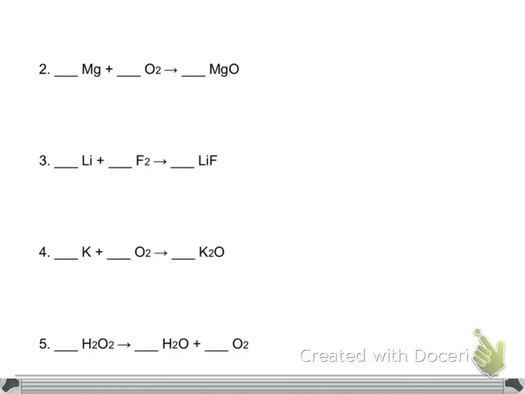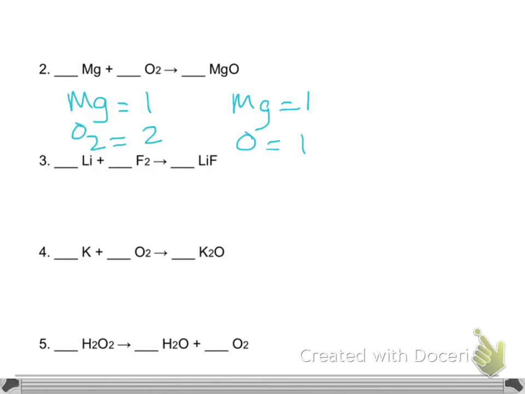Alright, number 2. First thing you do is write the atoms on the reactant side. So we have magnesium, we have oxygen, we count how many we have. We have 1 magnesium, we have 2 oxygen. Then you go to the product side. We have magnesium, we have oxygen, we have 1 of each. Now we're going to balance them.